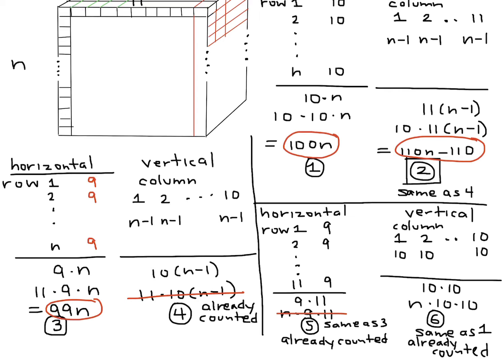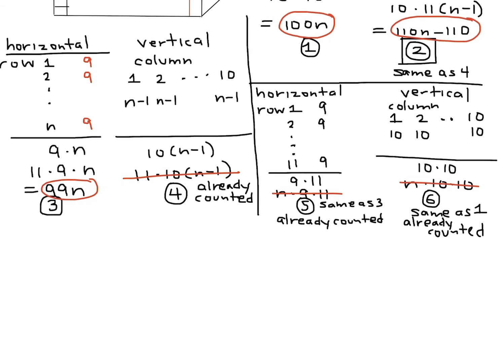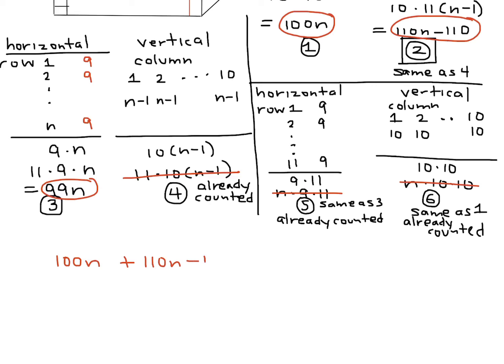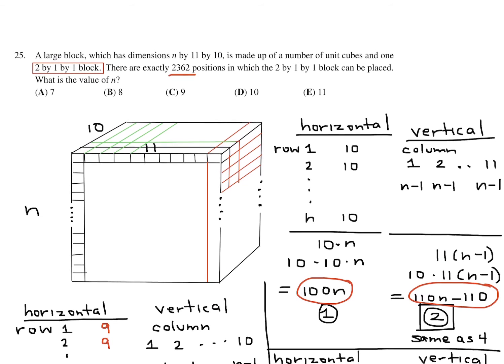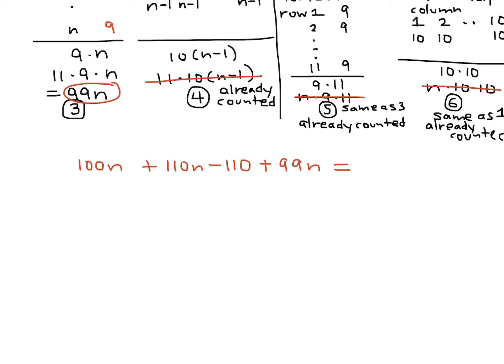So 6, you also don't need to count. So the only ones you need to count are 1, which is 100n, 2, which is 110n minus 110, and 3, which is 99n. And these all equal what? They tell you, right? 2, 3, 6, 2. That is the number of positions. So 2, 3, 6, 2.